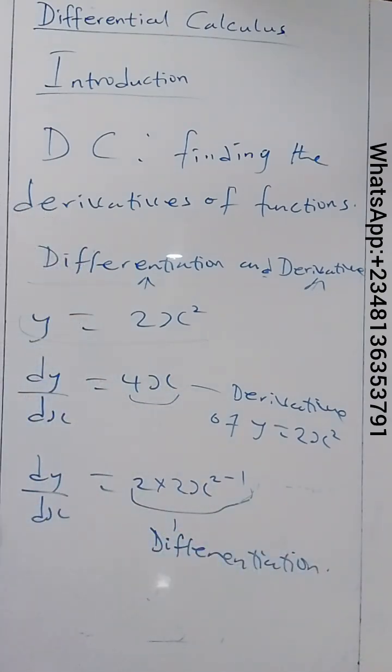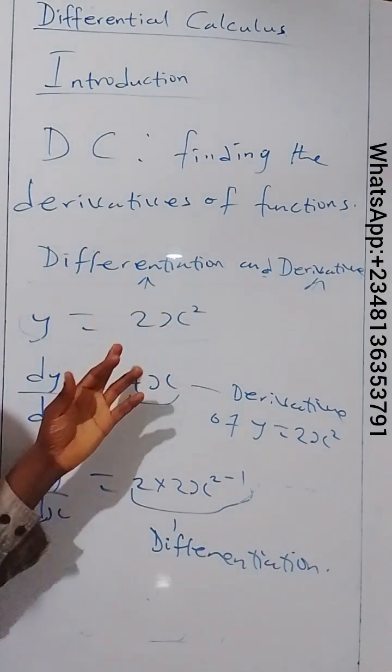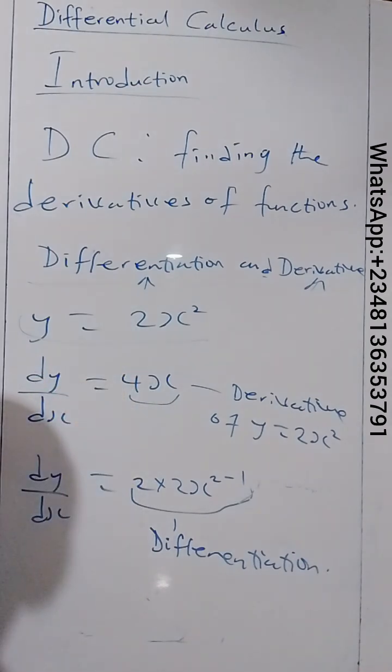Summarily, differentiation implies the process, the method that helps us to find the derivative of a function, while the derivative of a function is the outcome of the process. That is the final answer we get when we follow the process.